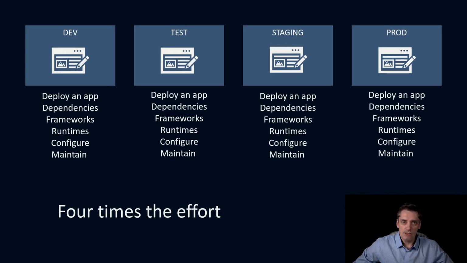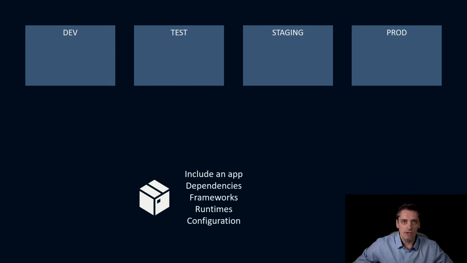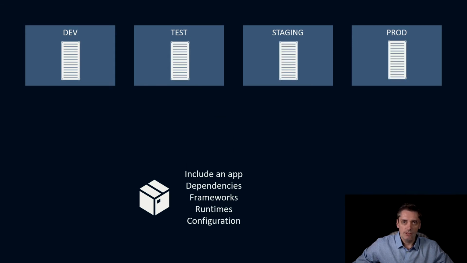To mitigate this risk, an organization can start using containers. In this case, the application will be included into a package called a container image, which will also contain all required dependencies, frameworks, runtimes, and configuration. Then, this image will be used to create and run containers in all of these environments. In this case, there will be only a single effort to manage the deployment of an application.